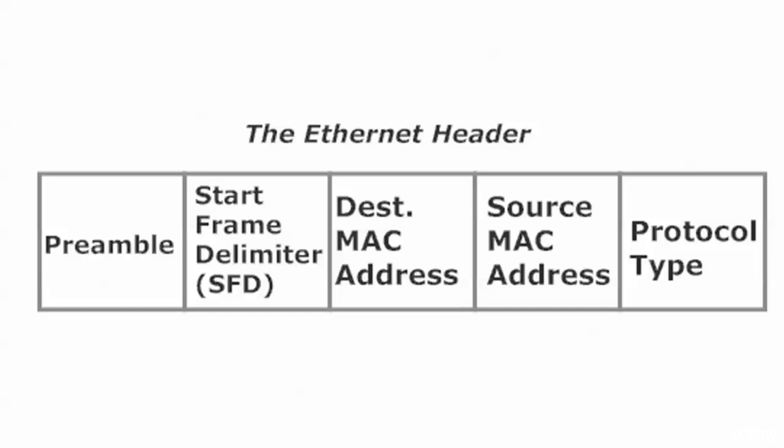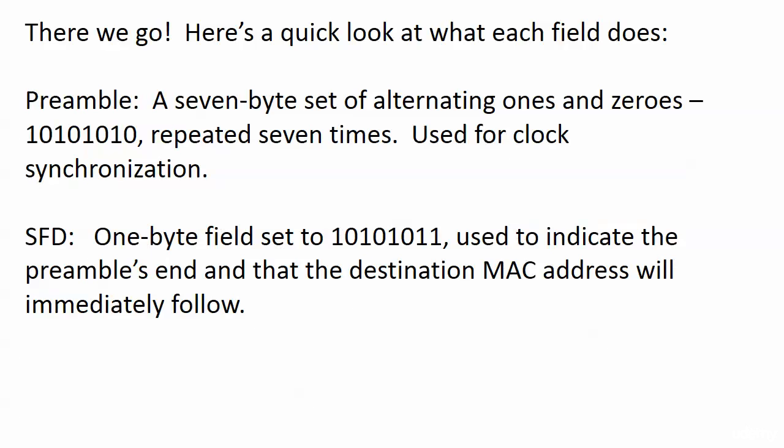That's followed by our layer 2 addresses. First, the destination MAC address, and then the source MAC address. And then finally, that header ends with a protocol type field. Let's talk about each one of those fields for just a moment.